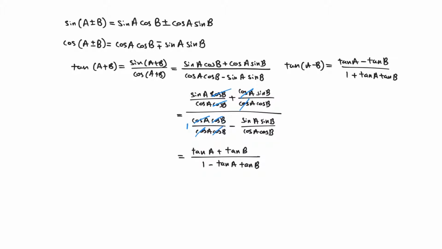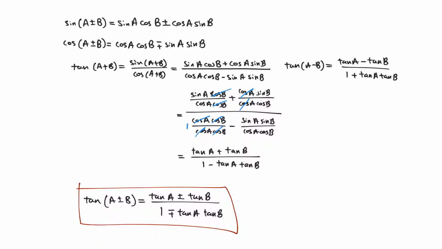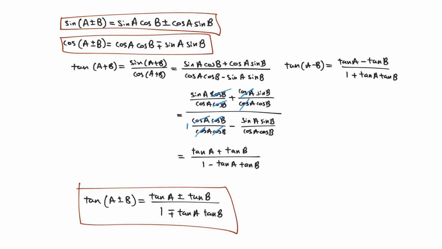And to summarize this one, I'm just going to write it down here. We have tan of a plus or minus b is equal to tan a plus or minus tan b, over 1 minus or plus tan a tan b. And these are our formulas over here. So we got this one for tan, we got this one for cos, and we got this one for sine.